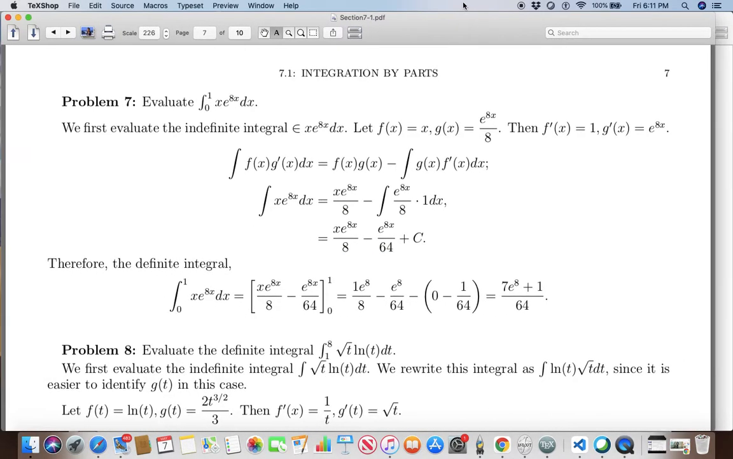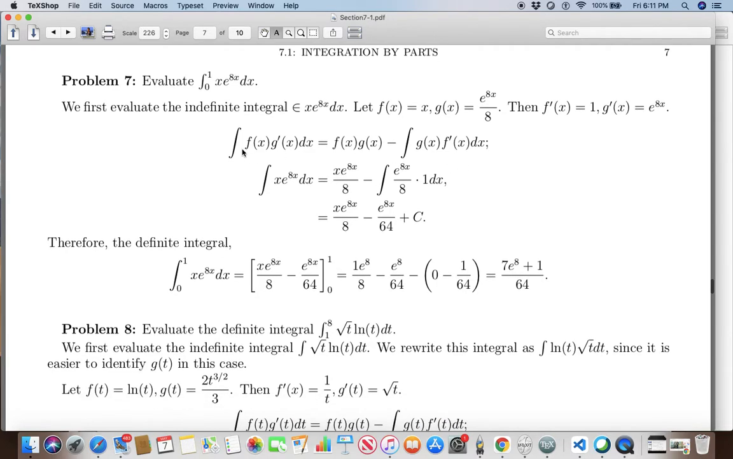Well, x e to the 8x, so I'll call x to be f, g to be e to the 8x over 8. That is the antiderivative of e to the 8x. So f prime x is 1, g prime x is e to the 8x. Integral f g prime is fg minus integral g f prime. So integral f g prime, f is x, g prime is e to the 8x dx. So together that's your original question.